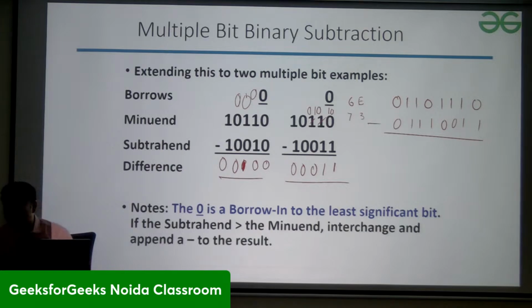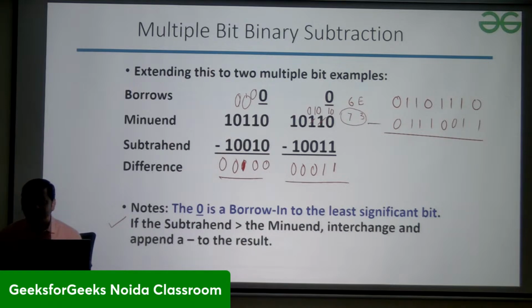Which one is greater? It is not necessary to convert into decimal. By this BCD representation I can say that 73 is much greater than 6E. So you have to be very careful whenever you are subtracting. In that particular case, here you can see the note: if the subtrahend is greater than the minuend, interchange.